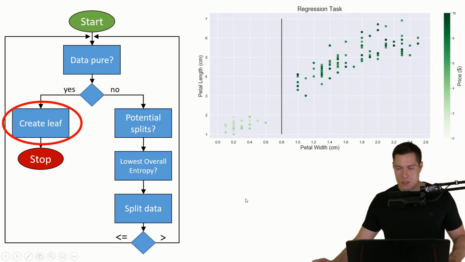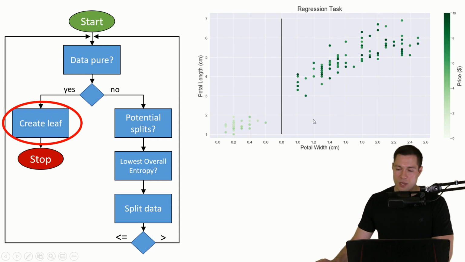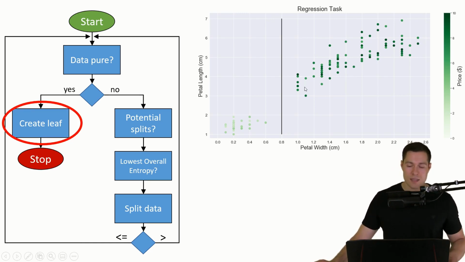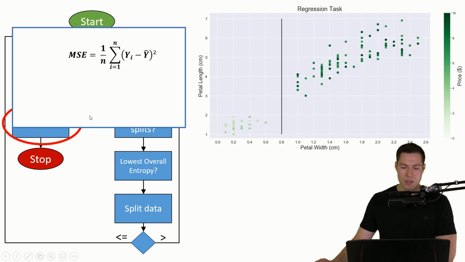Namely, what it should tell us is something about how similar the flowers are to each other in such a split area. And it shouldn't measure if they are actually the same, like entropy does. And a metric that does exactly that is, for example, the mean squared error.